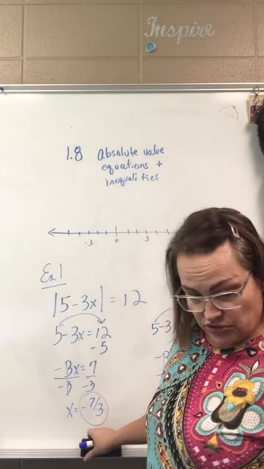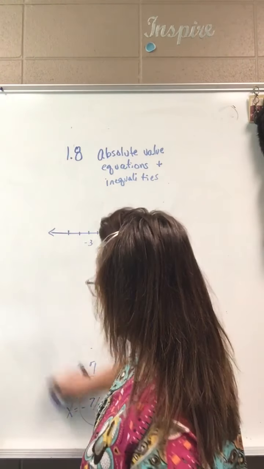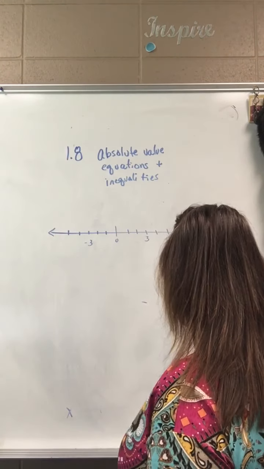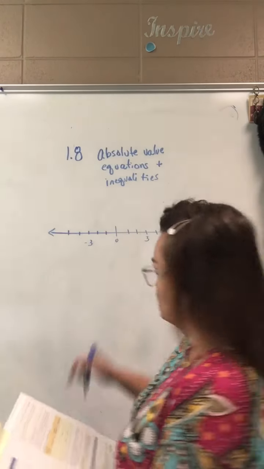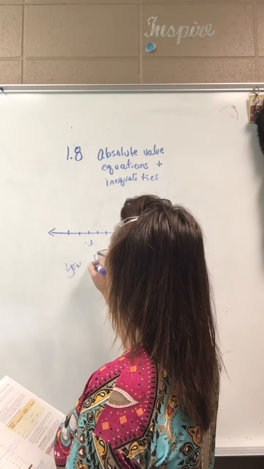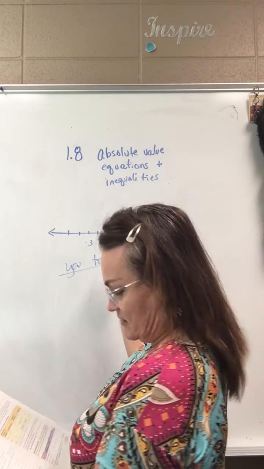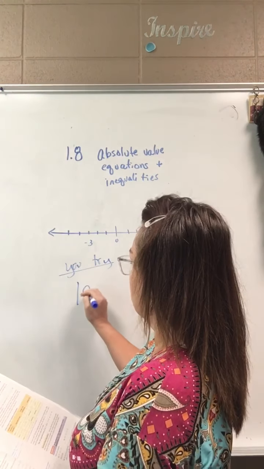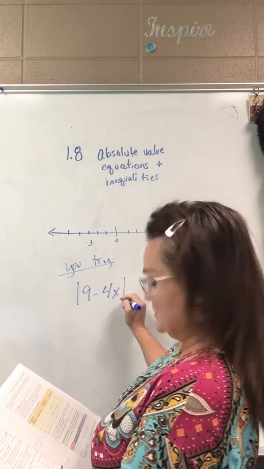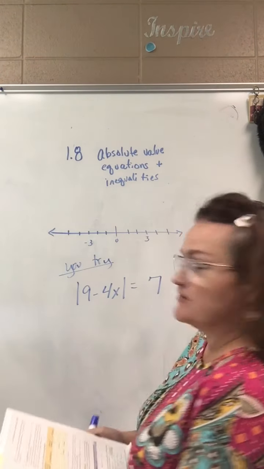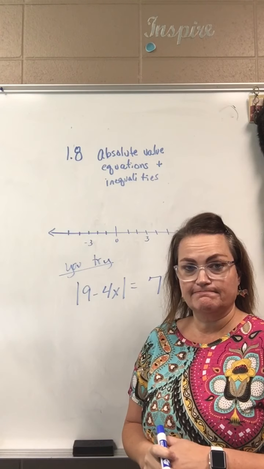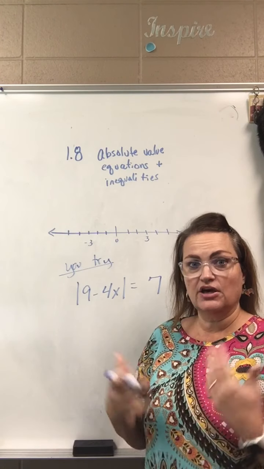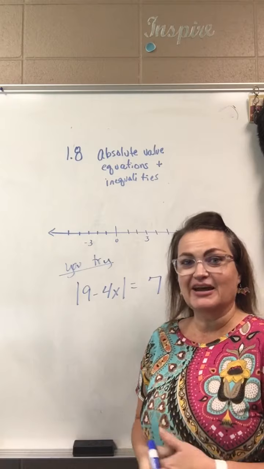Okay, so you should try this. I like for you to do some practice problems. You can pause the video as if you were in class and practice this. So the example I would have you do is the absolute value of 9 minus 4x equal to 7. So pause the video and get your two solutions for that. I'm going to keep on talking though and assume you did that and then you came back in.